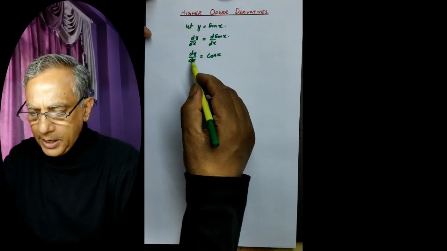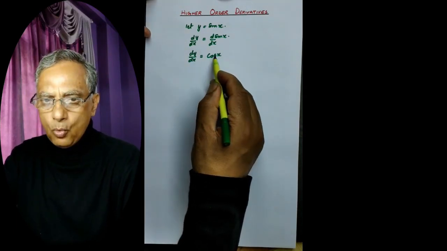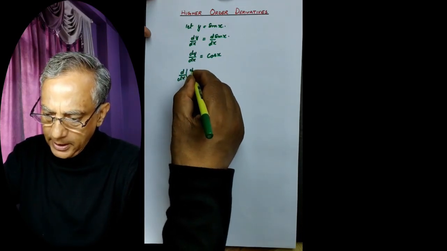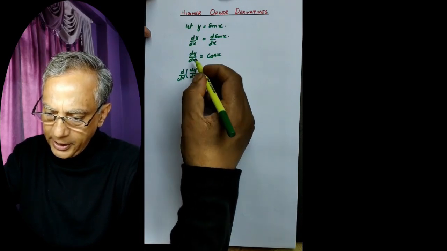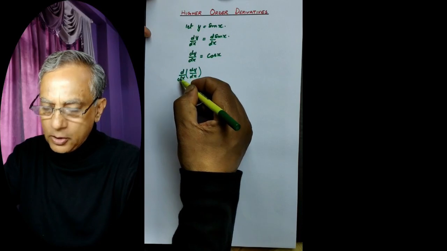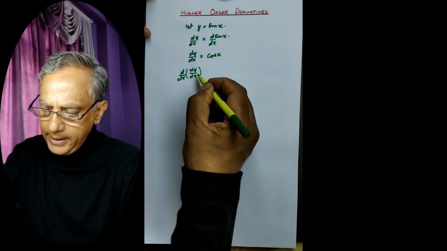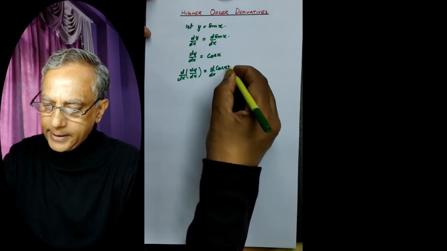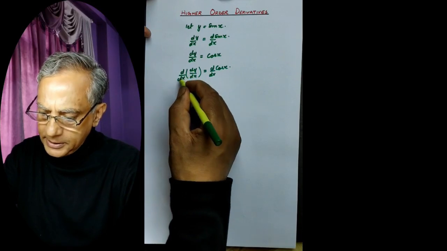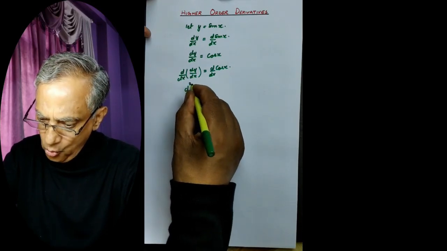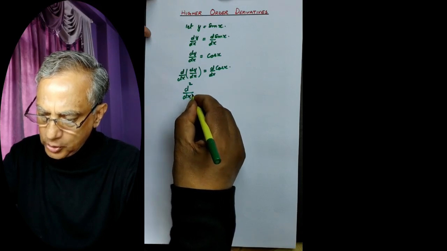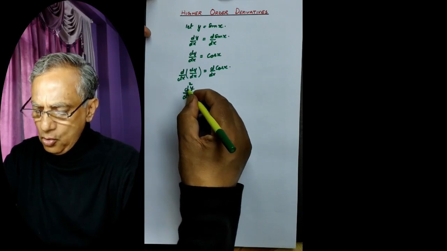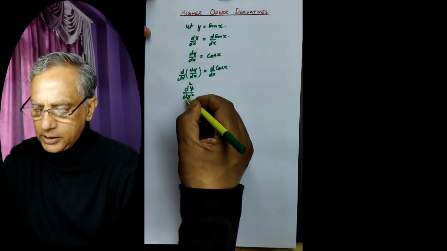If we now again differentiate this with respect to x, we will get d by dx of dy by dx. We are differentiating dy by dx with respect to x. So d by dx of dy by dx will be equal to d by dx of cos x. And this is generally written as d2 by dx square, that is the second order derivative of y with respect to x.